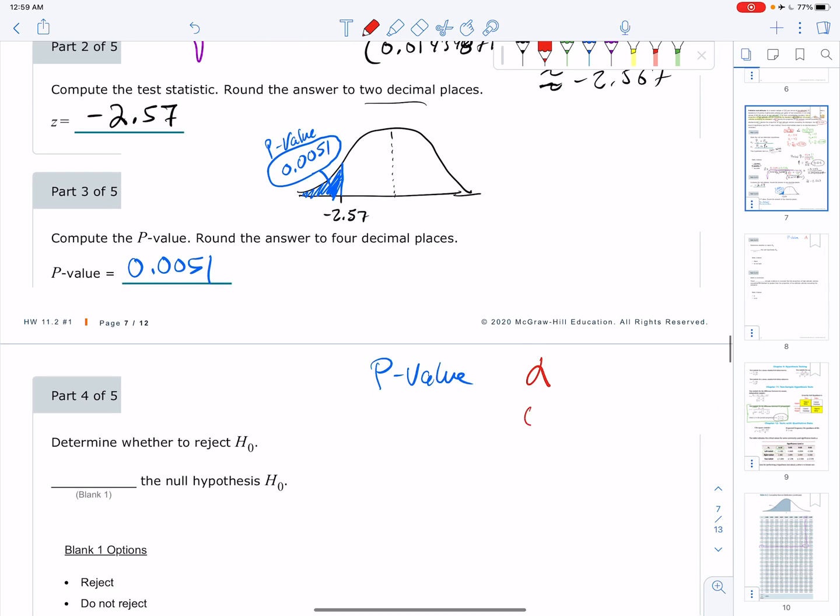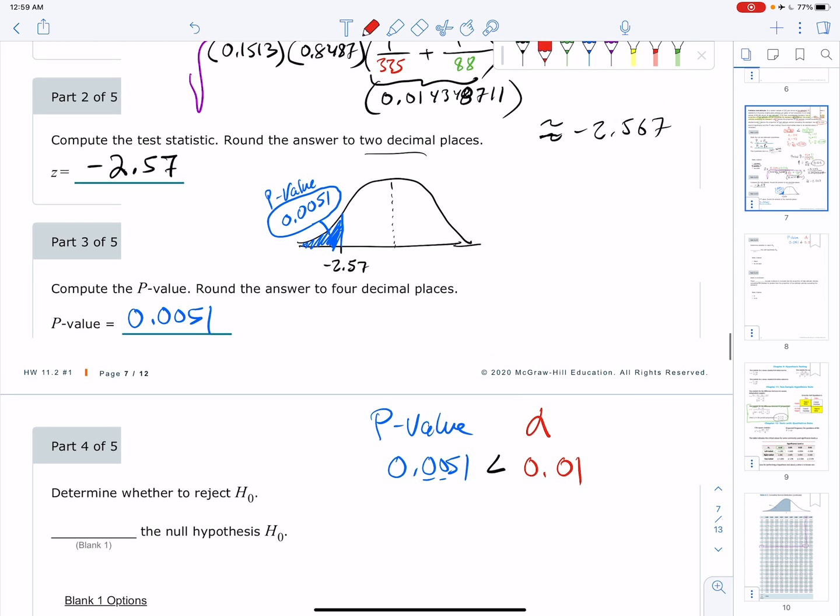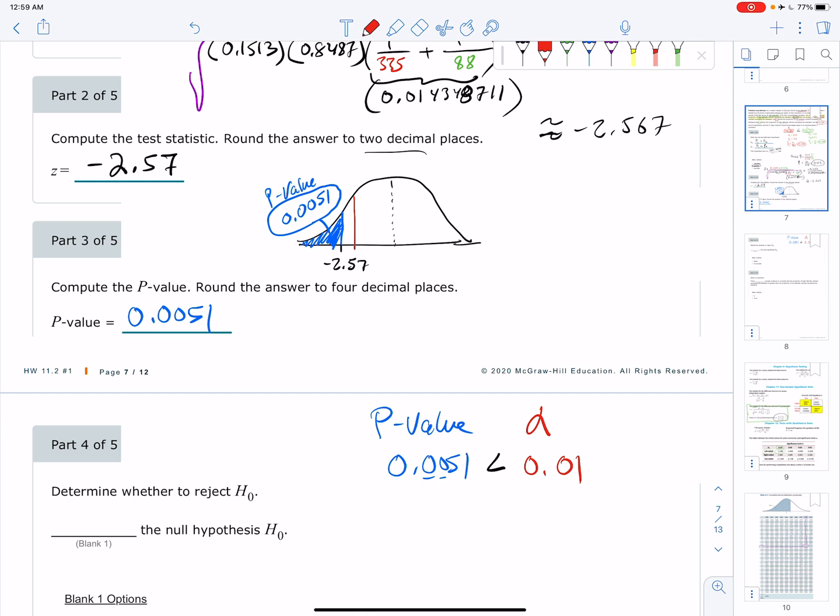So our alpha was 0.01. But our p-value is even smaller, 0.0051, right? If you're thinking about money, the alpha is a cent and the p-value is like half a cent. So it turns out that our p-value is less than the alpha. And when the p-value is less than the alpha, in the picture, it means the alpha was like this, like that.